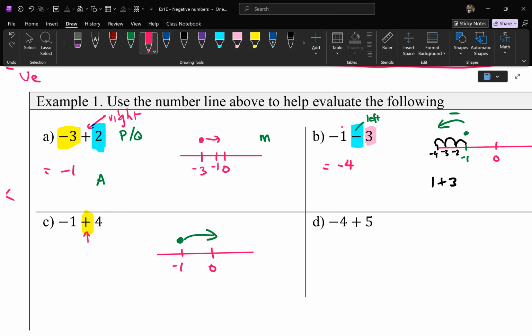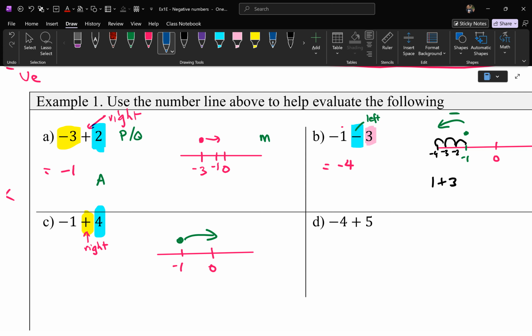Beautiful. So the adding there tells you what you're doing to it. Are you getting more or are you getting less of the amount? Adding means you're getting more. So that's why you're moving to the right. How much more? You're getting 4 more. So starting from -1, you're going 4 more in this direction.